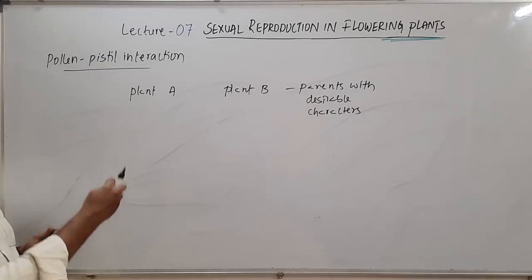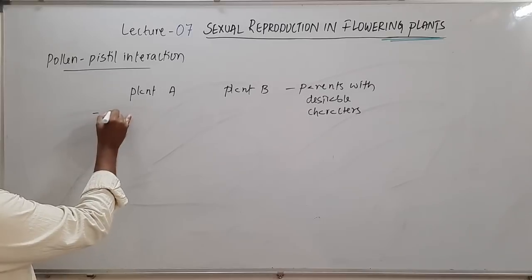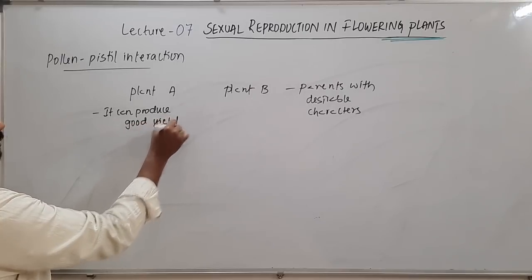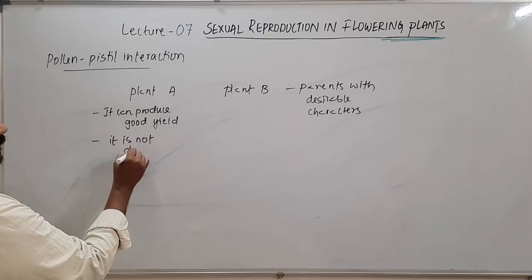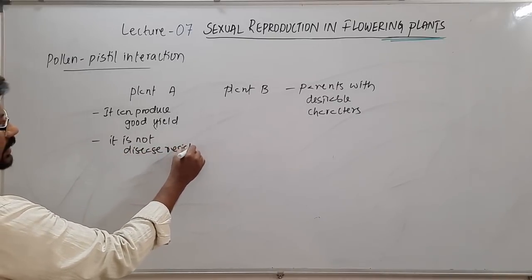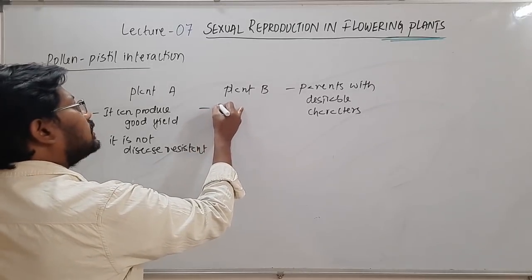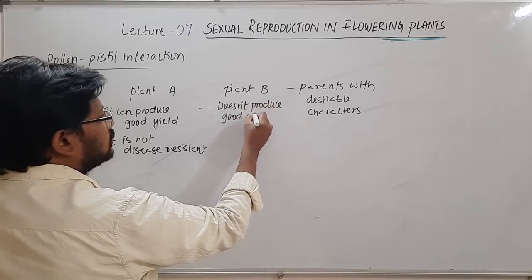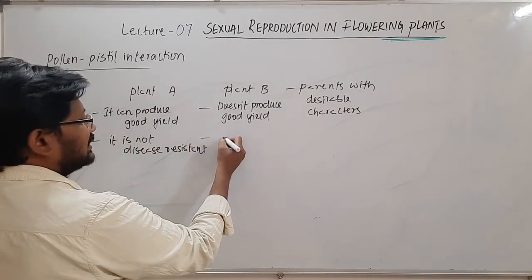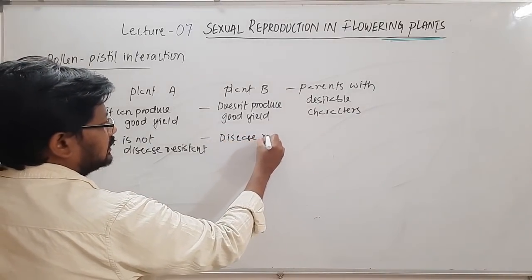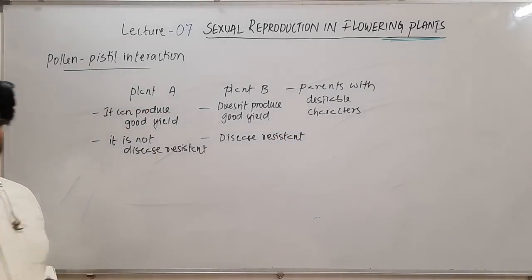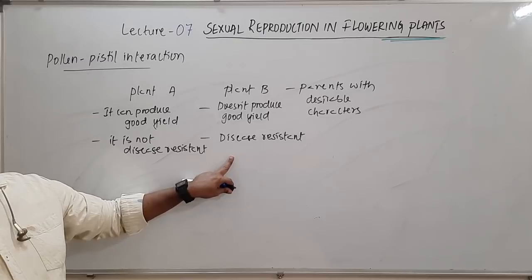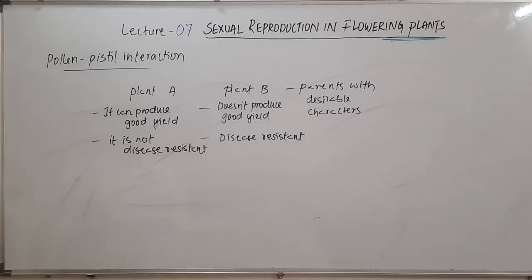Right, so let's take the same example which I have taken earlier. This one can produce good yield, but it is not disease resistant. And this one doesn't produce good yield, but it is very much disease resistant. So I want to club these two characters and make a new superior variety. That's what we call a desirable hybrid.